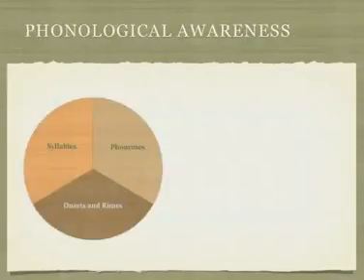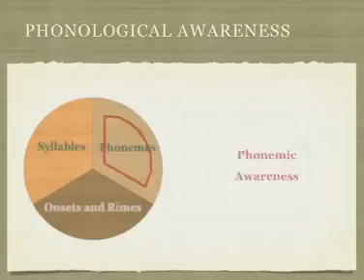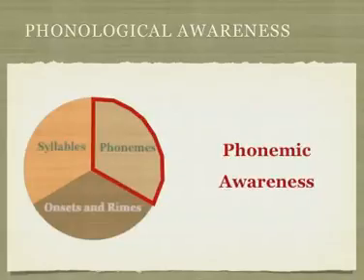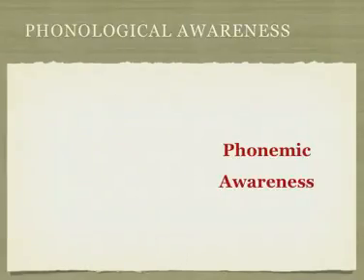So let's come back to this visual for a minute. Just to recap, phonological awareness involves the ability to hear, identify, and manipulate syllables, onsets and rhymes, and phonemes. When we talk about this last subcategory of phonological awareness, the ability to identify phonemes, it's called phonemic awareness. So phonemic awareness is a category of phonological awareness.